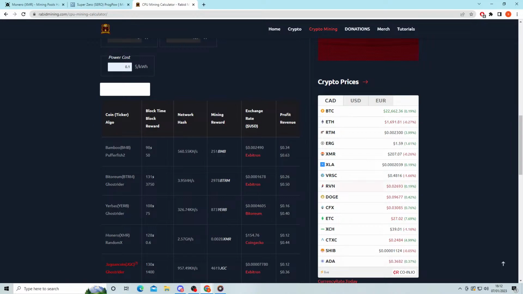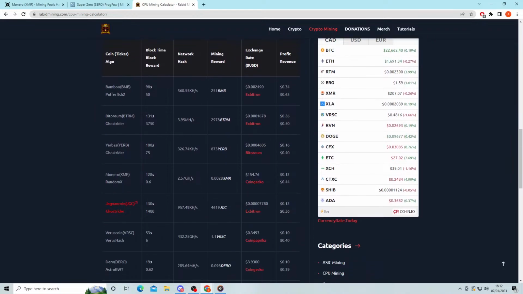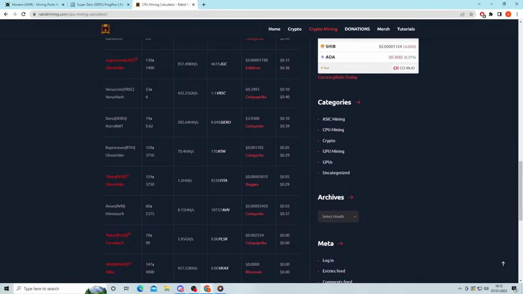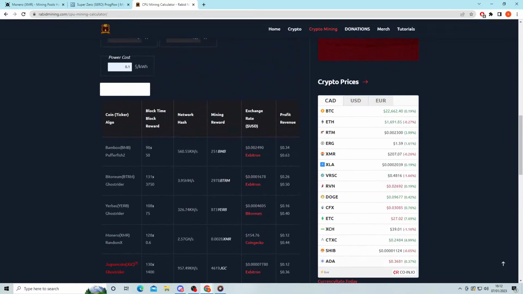So if we look at CPU mining, it's obviously profitable on a lot of coins. There's about, let's just say 20 coins that you can become profitable on. This is just profit and revenue if you weren't seeing it. So the profit's at the top and the revenue's below that. And even if we up the cents per kilowatt hour to 20 cents per kilowatt hour, I know some people might not have that, but it's still profitable on some coins. And some people might have like 0.08, so we can try that as well. And that's just going to give us more profits. So right now this Bamboo coin, I've never heard of it. I've heard of Bitorium and Yerbus and Monero, obviously.